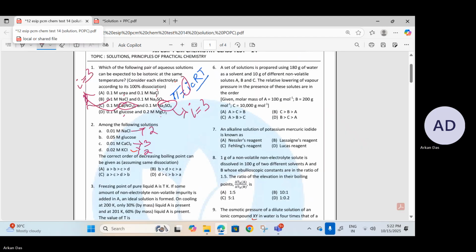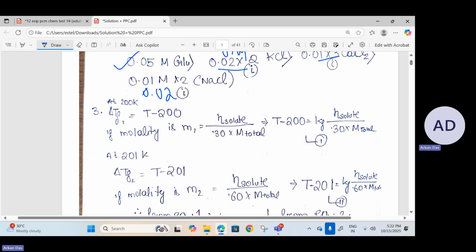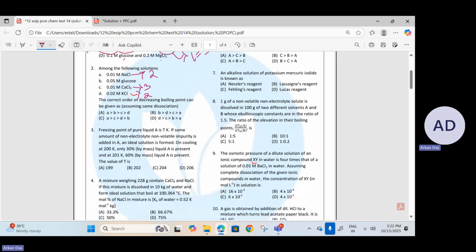Now next, we are going to go for question number 3, that is freezing point. The freezing point of pure liquid A is T Kelvin. Some amount of non-electrolyte, non-volatile impurity is added in A, and an ideal solution is formed. On cooling at 200 Kelvin, 30% by mass of liquid A is present. At 201 Kelvin, 60% by mass of liquid A is present. So two different masses of A are present at two different temperatures.